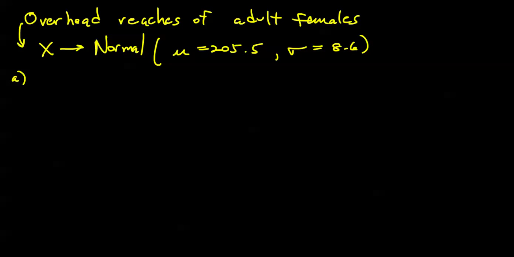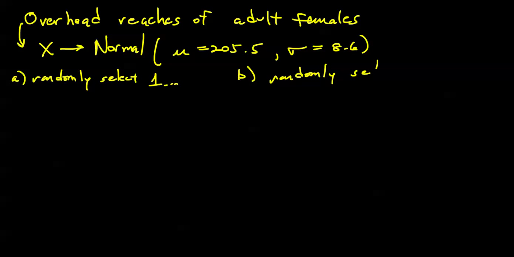Alright, much like we did in the motivating example, we're going to consider scenario A and B. In scenario A, we're going to randomly select one. And in scenario B, we're going to randomly select a group. Let's say 49. In scenario A here, I wanted the probability that a randomly selected overhead reach of an adult female is less than 210.